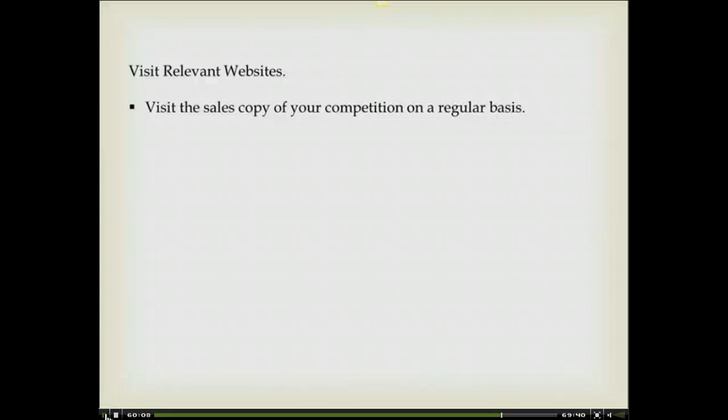And if they're similar to what you've got going on, and if you have a similar or the same targeted audience, you're going to be able to see what some of the problems and objections are by reading the sales copy of your competition, and you're going to be able to address those as well in yours.